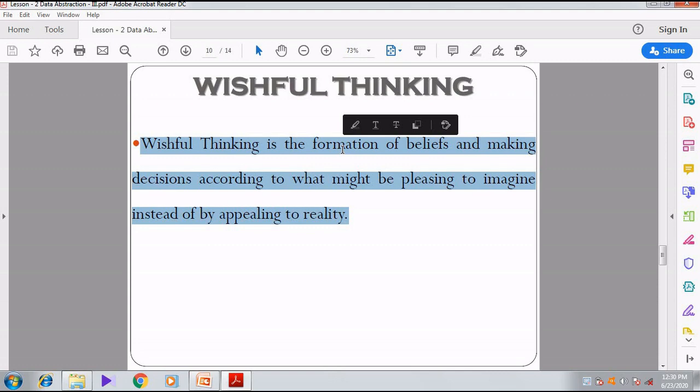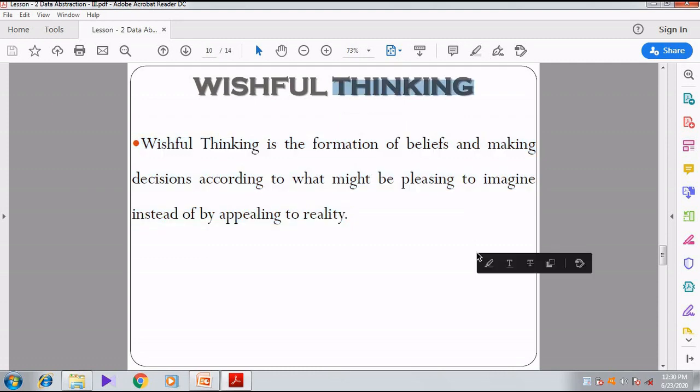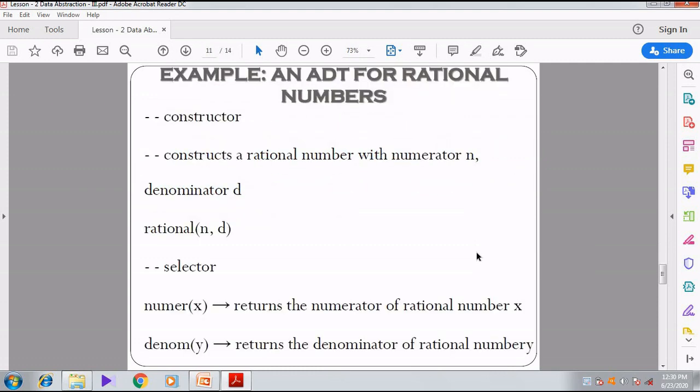So this is what they used to call wishful thinking. Now we can see an example for rational numbers. For rational numbers, we are going to see about the numerator and denominator. Let us take a rational number. So before that, rational(n, d) is the function.